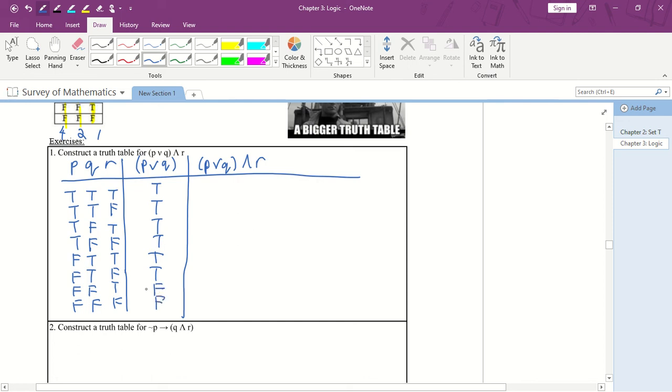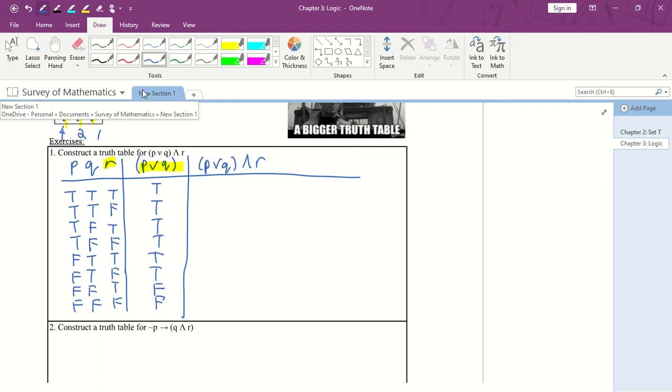True, false, false. Because only both false can make an "or" compound statement false. And the next one, P or Q and R. Remember, now we are looking at this one, and R. And R means only both true can make it true, or else the others are false.